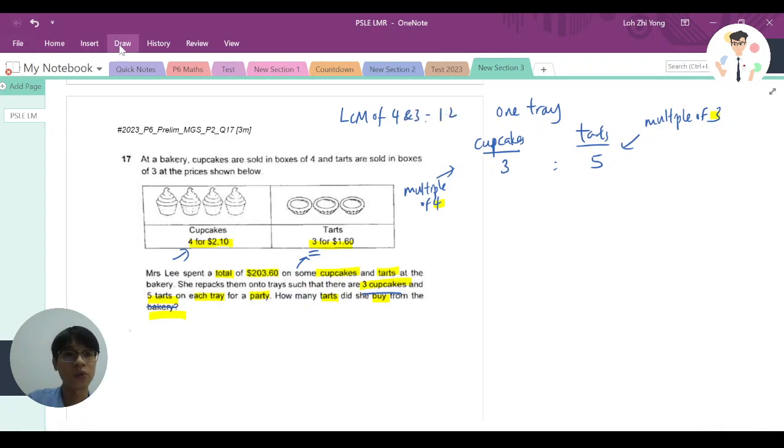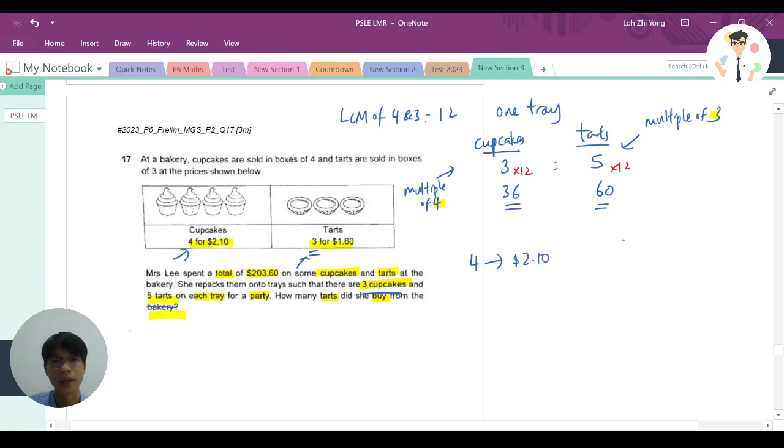That's why what we should choose to do is to times 12 to make sure that it will be a multiple of 4 at the same time multiple of 3. So that it's easier, okay? So here will be 36 and here will be 60. And now with this, we can try to solve this. Cupcakes is 4 for 210. Tarts is 3 for 160.